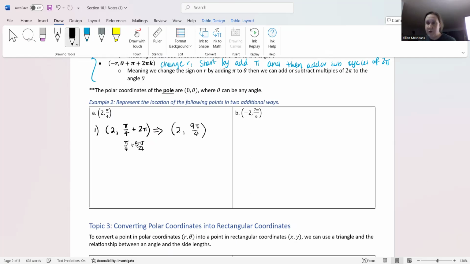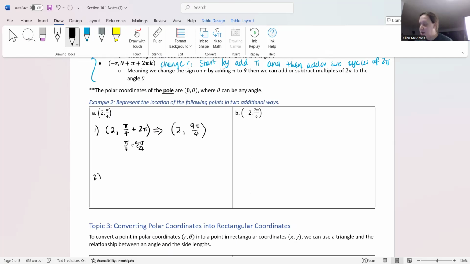Okay, that would be our first point. That's one of infinitely many. You could, instead of adding 2 pi, subtract 2 pi. Instead of adding 2 pi, you could add 4 pi. You could add 6 pi. You could add 8 pi. You could subtract 12 pi. Just as long as you're doing full cycles of 2 pi, adding or subtracting.